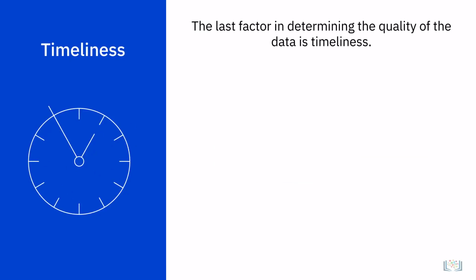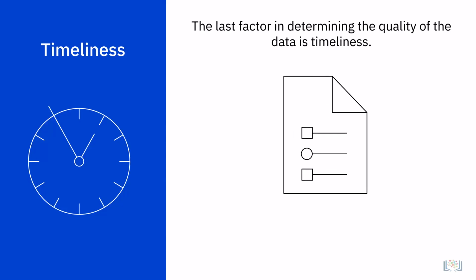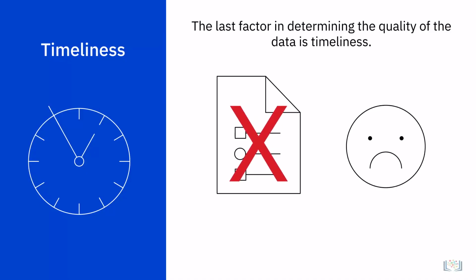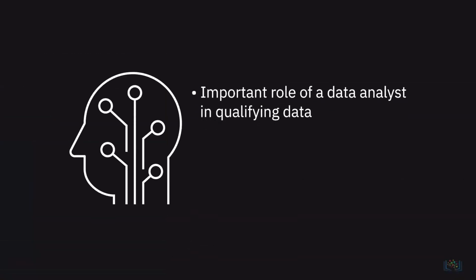This trait refers to the availability and accessibility of the selected data. Let's say our sales report is going to be used for weekly employee reviews, but our report is only refreshed once a month. This error in refreshing the data would cause our report to become outdated and would have serious consequences for employee reviews. In this video, we learn the important role of a data analyst in qualifying data.